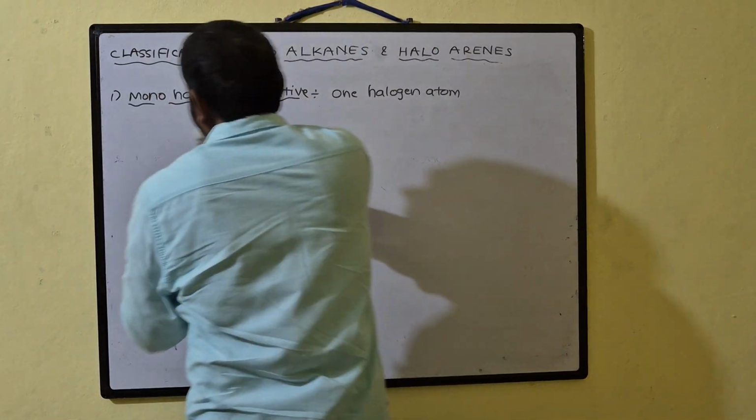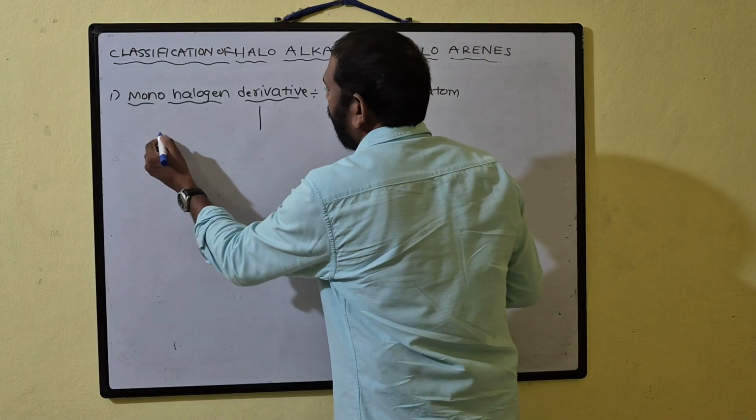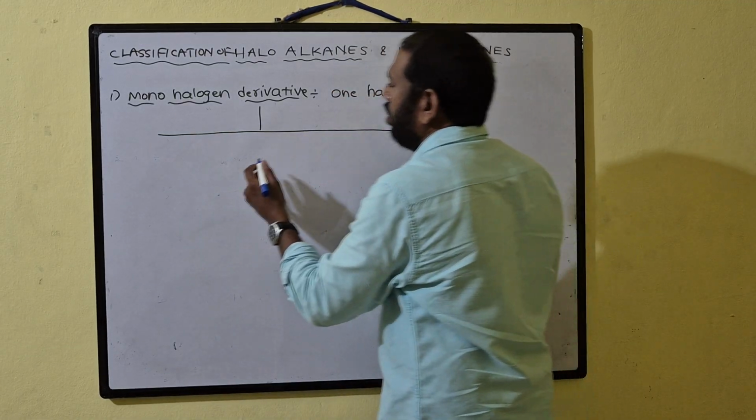Further classification of monohalogen derivatives. Monohalogen derivatives are further classified into 5 types.